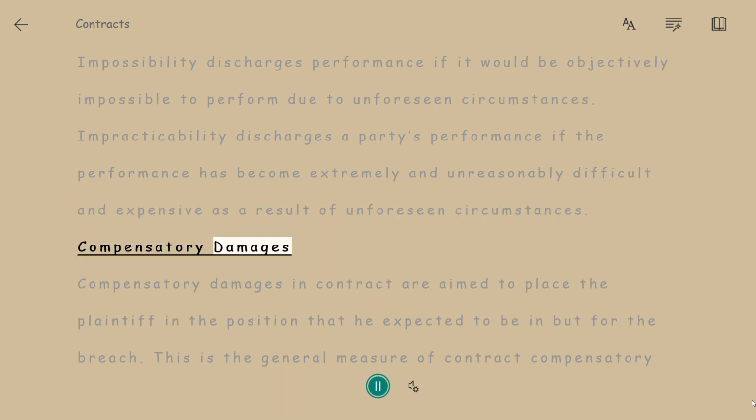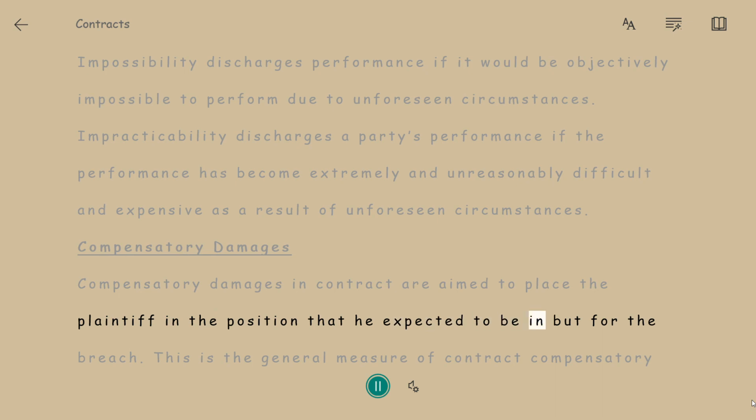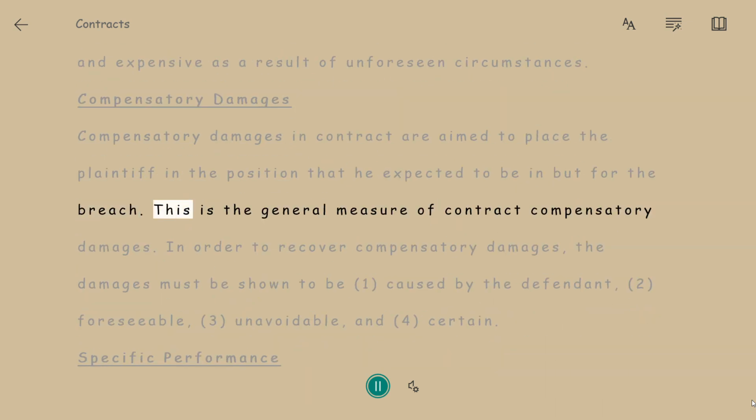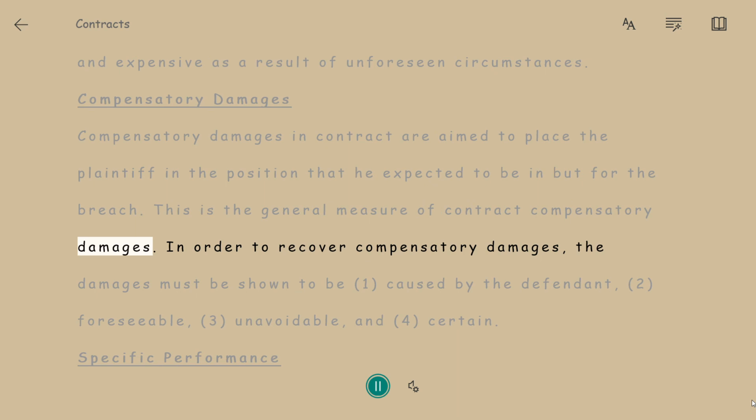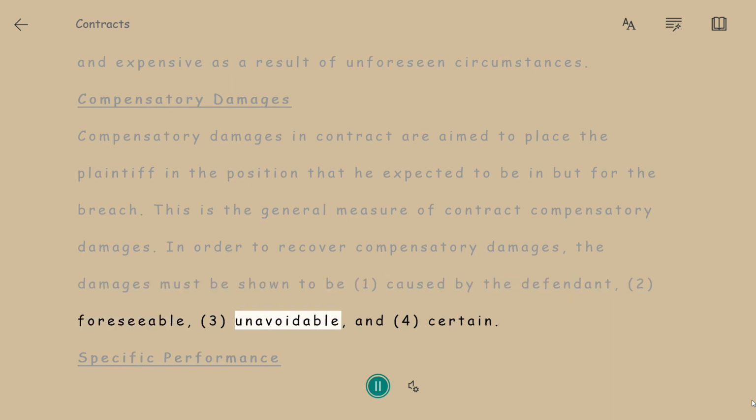Compensatory damages. Compensatory damages in contract are aimed to place the plaintiff in the position that he expected to be in but for the breach. This is the general measure of contract compensatory damages. In order to recover compensatory damages, the damages must be shown to be 1. Caused by the defendant, 2. Foreseeable, 3. Unavoidable, and 4. Certain.